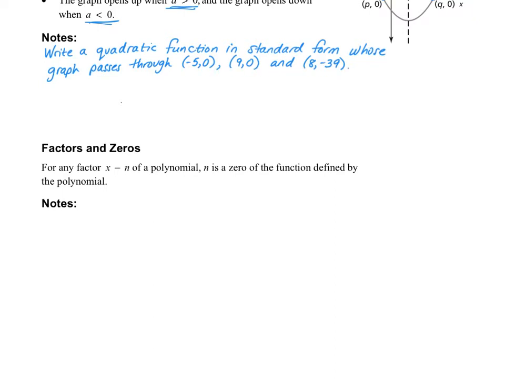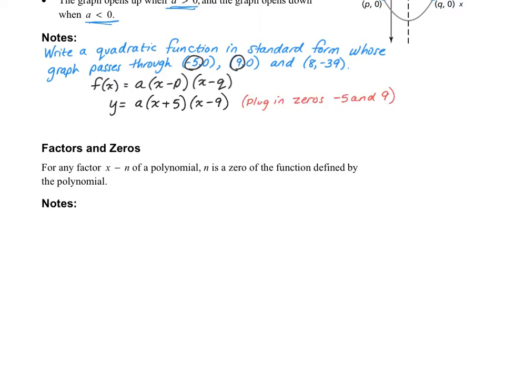So the first thing I'm going to do is use my intercept form that we just learned about. Because I can see that this is a 0 and this is a 0, that intercept form will be useful for me. And there's my intercept form. We know that -5 and +9 are the intercepts, so the first thing I'm going to do is plug in the -5 and the 9 for my p and my q. The next thing I'm going to do is plug in the other point that I'm given into my x and my y. So I know that x is 8 and y is -39.